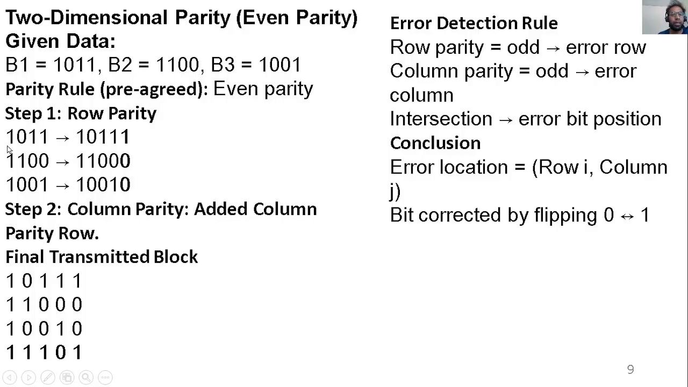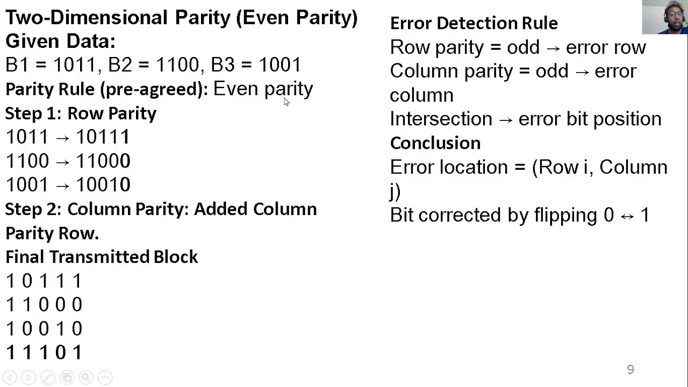Now we add the row parity. If we have even parity, then obviously the number of ones in each row should be even. Right now 1011 has an odd number of ones, so we need to add the parity bit as 1. If there were already an even number of ones, for example 2 ones, then we would have added the parity bit as 0. In the next one, 1100, the number of ones is even, so the parity bit will be added as 0. This is the row parity. And in the next one there are two ones, so obviously the parity bit will be 0 here.